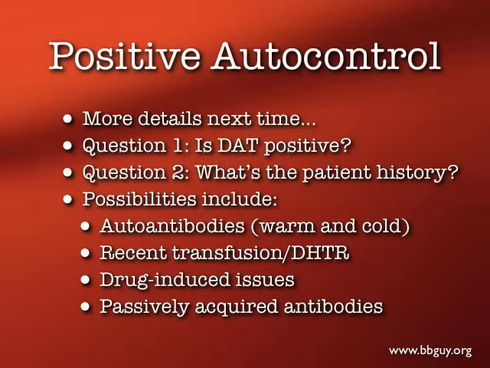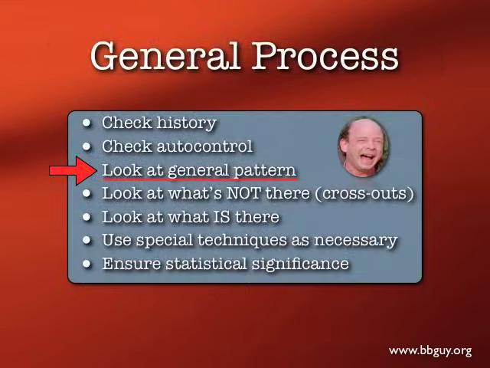Because the DAT being positive suggests that there is something real and immunohematologic going on. Second, what's the patient's history? Because that can often give you a big clue to why the autocontrol is positive. Those possibilities include the things that you see on the screen: the autoantibodies, both warm and cold, or recent transfusion with or without a delayed hemolytic reaction, drug-induced issues, passively acquired antibodies. Again, this is just skimming the surface, and we will hit more on this later on.